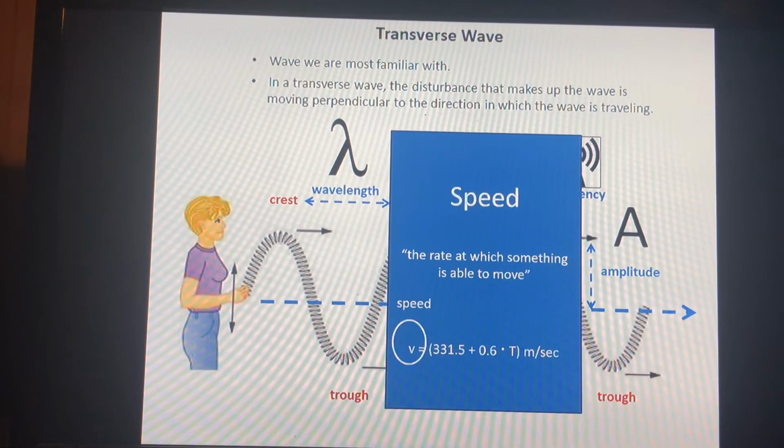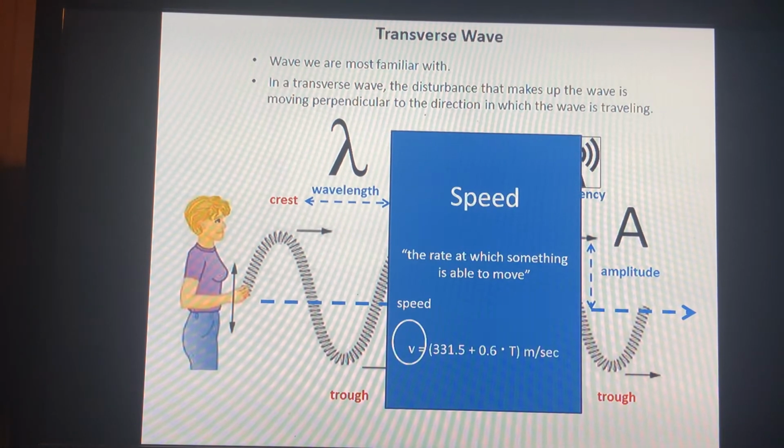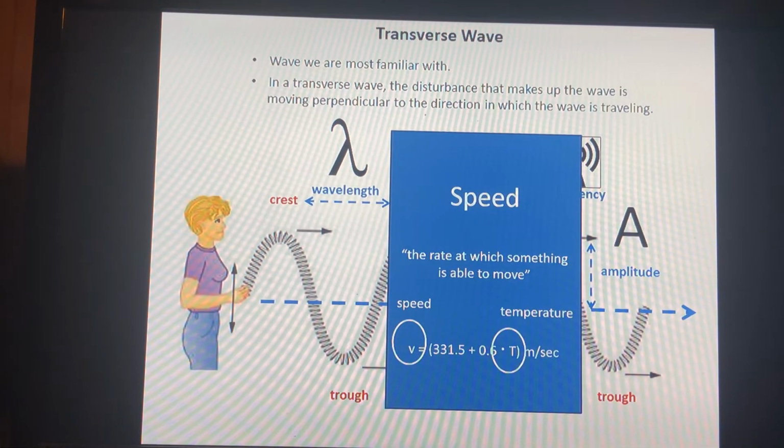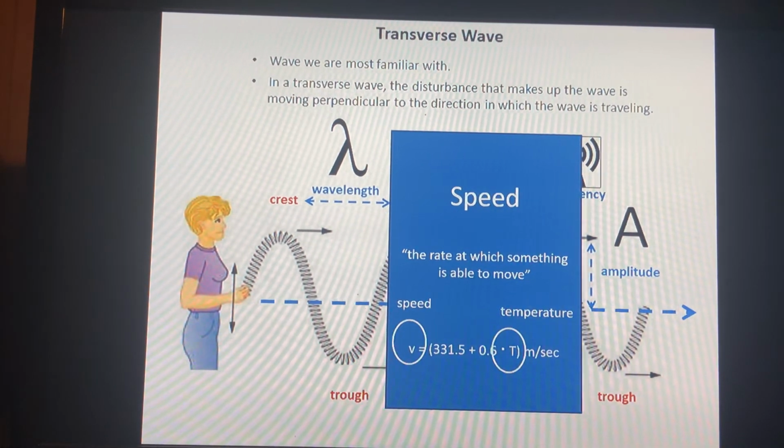In this equation, notice that we have V again, and last time V meant speed, and V is going to mean speed in this equation also. And the equation for speed is 331.5 plus 0.6 times T, which stands for the temperature in centigrade. And then we're going to label it meters per second.